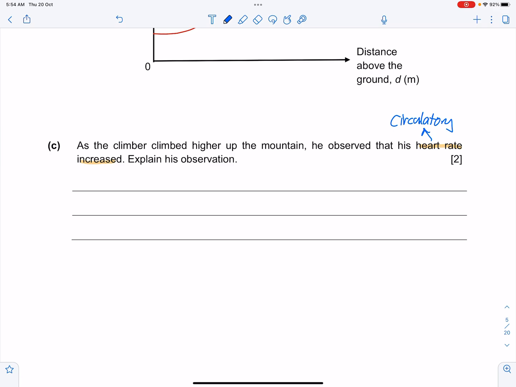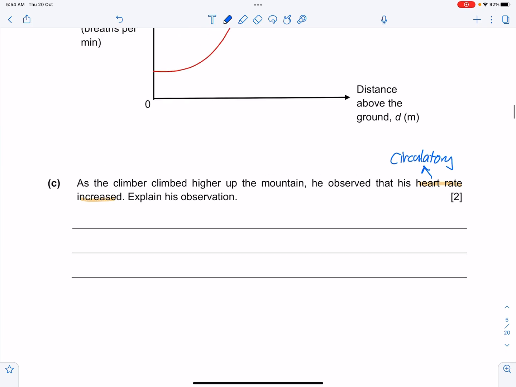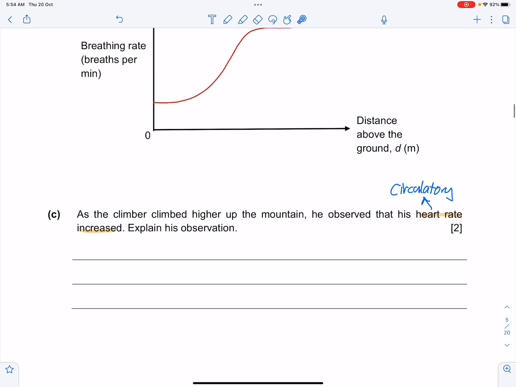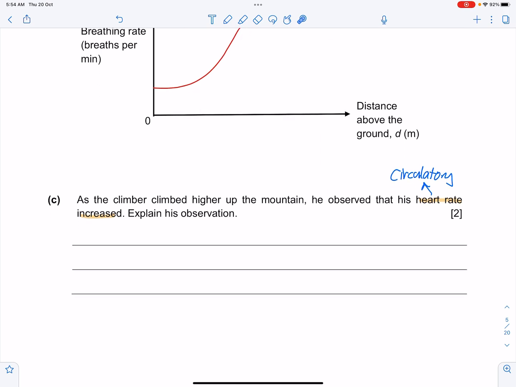So in order to record that, your heart has to beat faster, right? And why is your heart beating faster? Your heart is beating faster so that it can transport more glucose and oxygen to your muscle cells. Why do you want it to go to your muscle cells? So that you can carry out more respiration to obtain more energy, to meet the increased energy demands of climbing a mountain. So that is very standard.